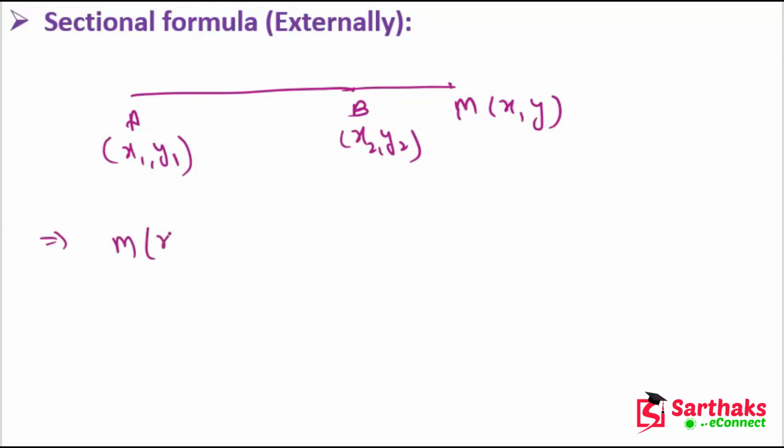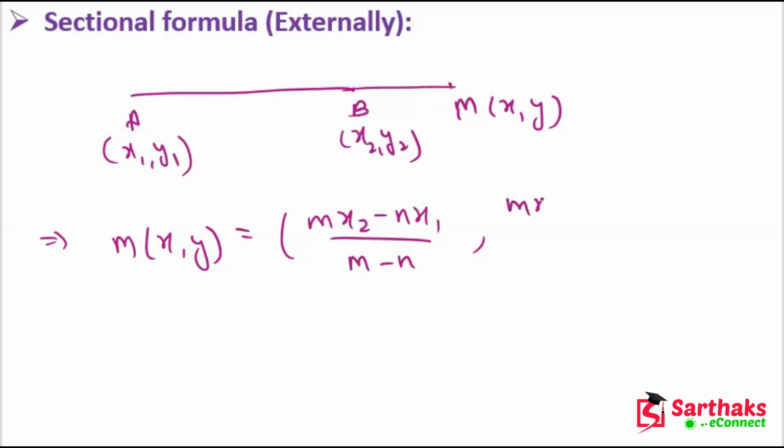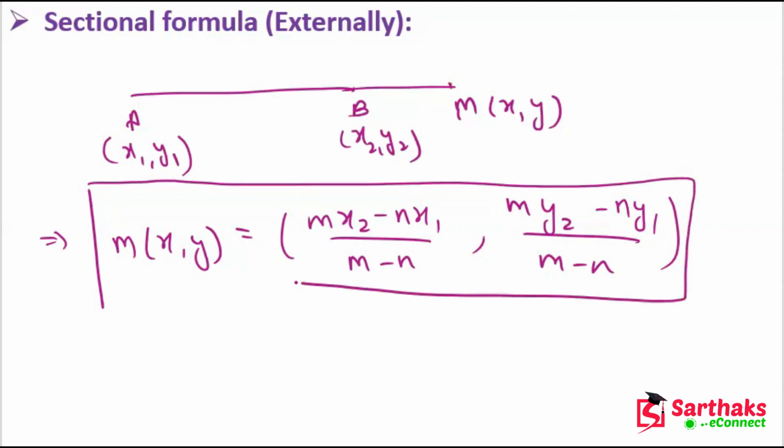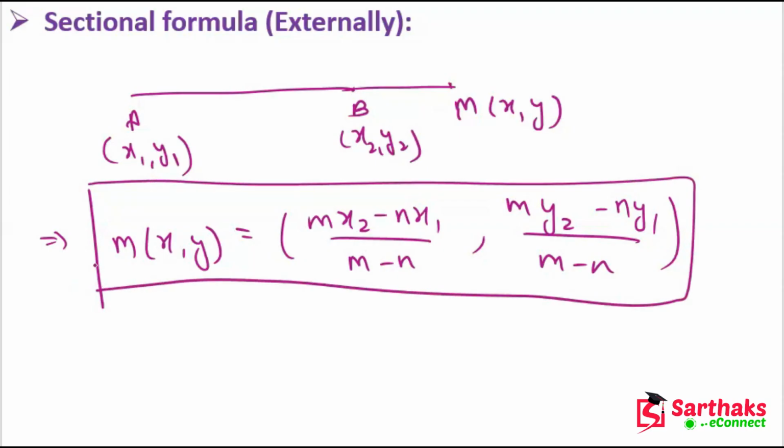The point M(x, y) is equal to, in this case, x = (m x2 − n x1) divided by (m − n), and the coordinate of y is (m y2 − n y1) divided by (m − n). So these are the coordinates of point M, which cuts the line externally. I hope you understand these points.